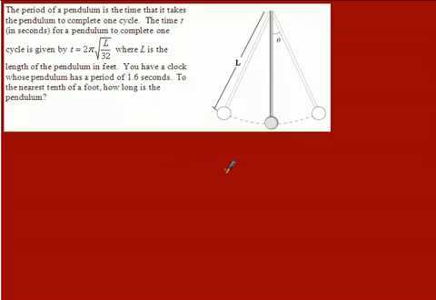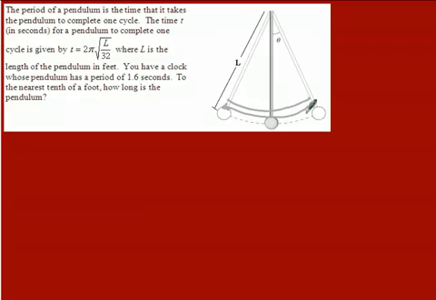Alright, let's take a look at an application problem, or word problem. Here we have the period of a pendulum is the time it takes the pendulum to complete one cycle. So if your pendulum, say like on a grandfather clock, is starting here, by the time it goes to here, and then by the time it comes back to here, alright, that's considered one period.